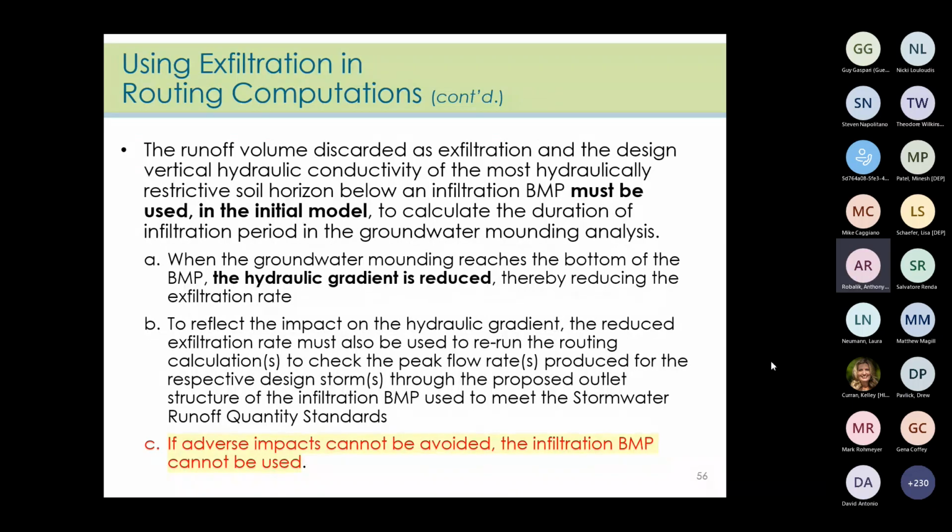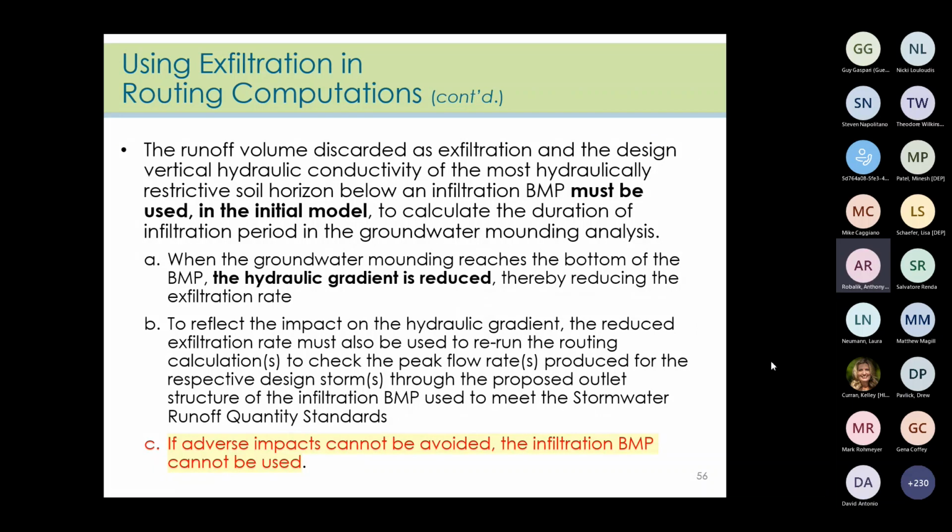So here are some additional things you need to know about groundwater mounding. The groundwater mounding analysis has determined that an adverse impact will occur if the resulting groundwater mound reaches the bottom of the BMP, or if the temporary localized increase in the water table encroaches upon a building or another subsurface structure, including any septic systems. So be careful of that. We've seen some issues with septic systems before.